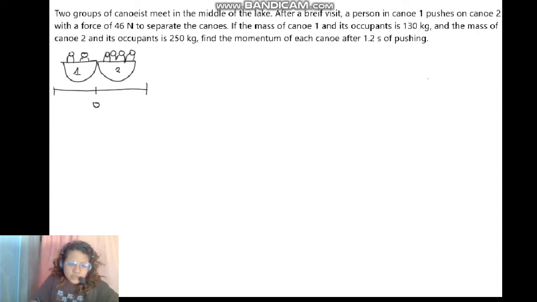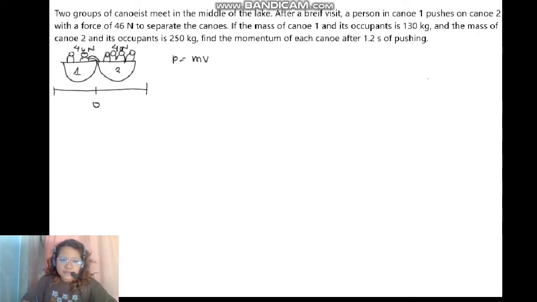Yan. So, si canoe 1, after the brief visit, he's pushing on canoe 2 with a force of 46 Newton. So, kung 46 Newton to, by the third law of motion, 46 Newtons din to. And to get the momentum, we must first find the acceleration. And after we find the acceleration, we find the velocity. And once na meron na tayong velocity, we can simply plug it in sa formula na momentum is equal to mass times velocity.